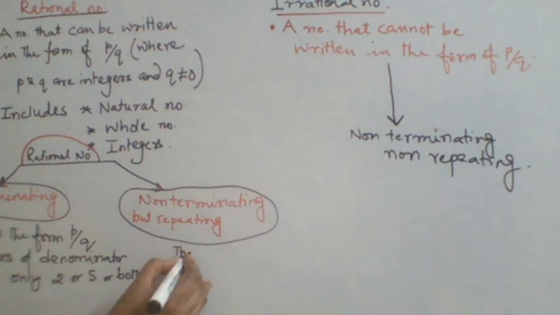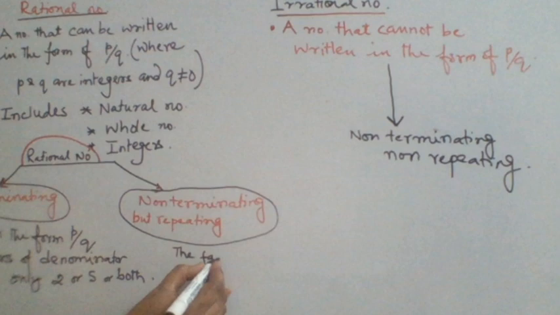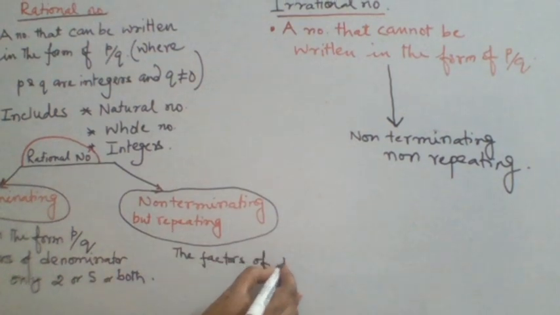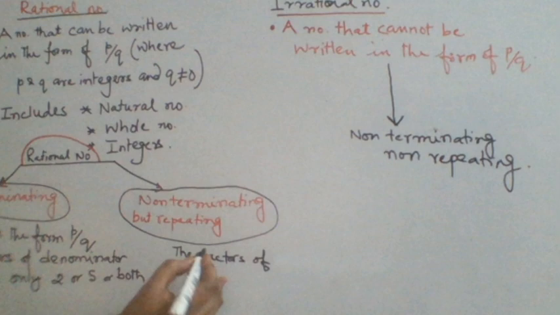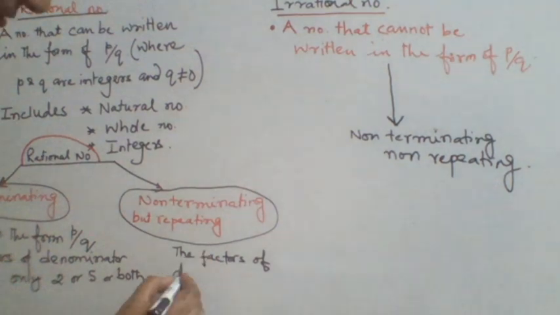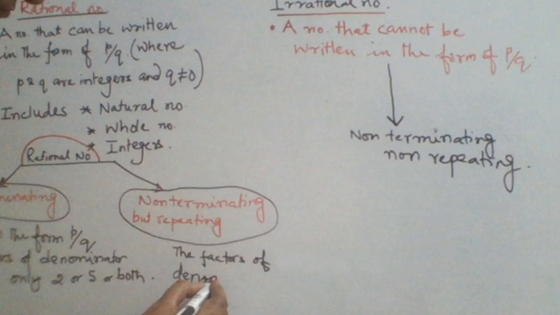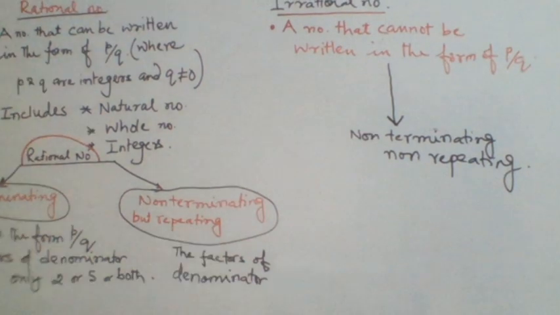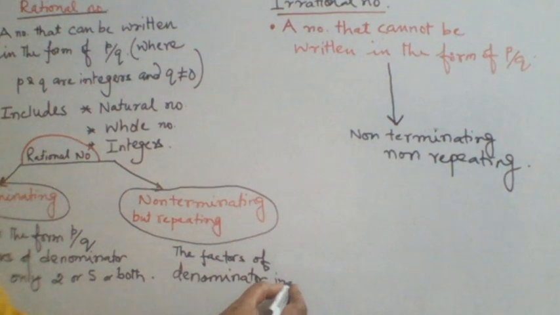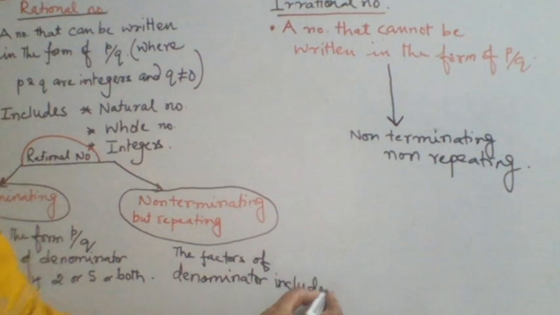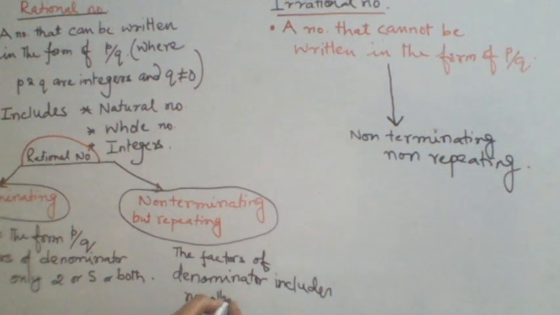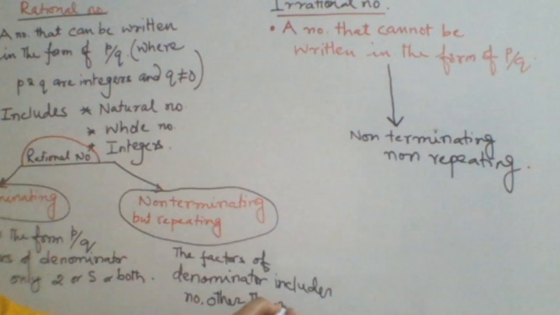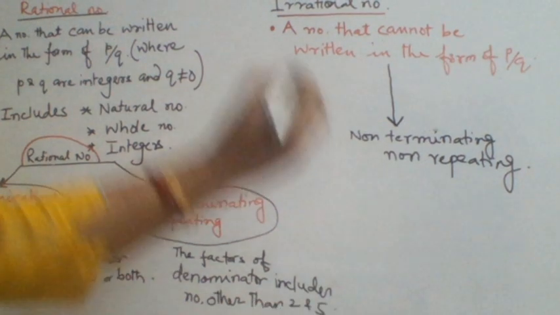Now in non-terminating repeating, in lowest form, you will find the factors of the denominator include a number other than 2 and 5.